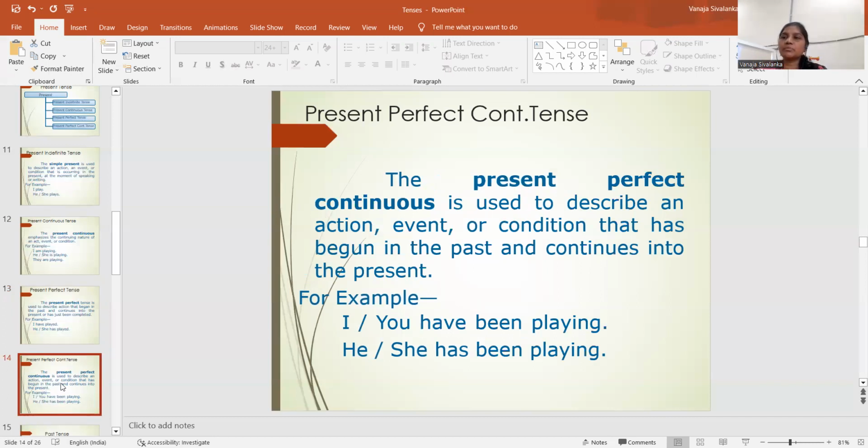The next one is the present perfect continuous tense. It is used to indicate an action which started at a specific point of time in the past and is still going on, that is, continuous in the present. The structure for present perfect continuous tense is subject plus have or has plus been plus verb-ing plus object. I have been playing. She has been playing.